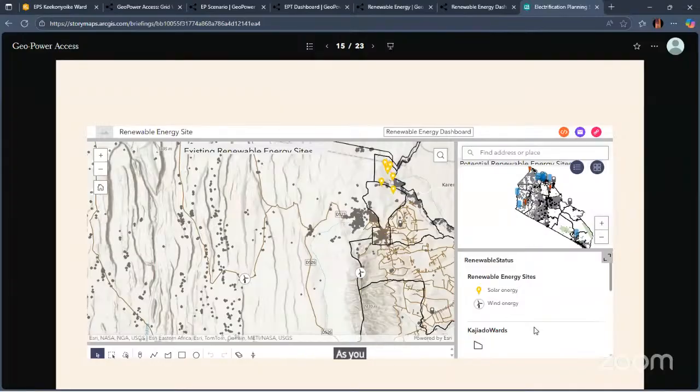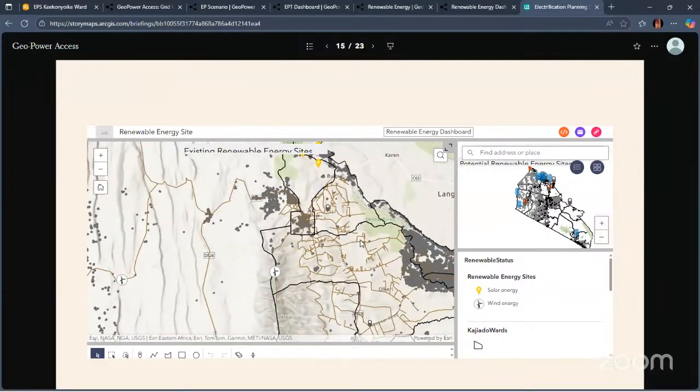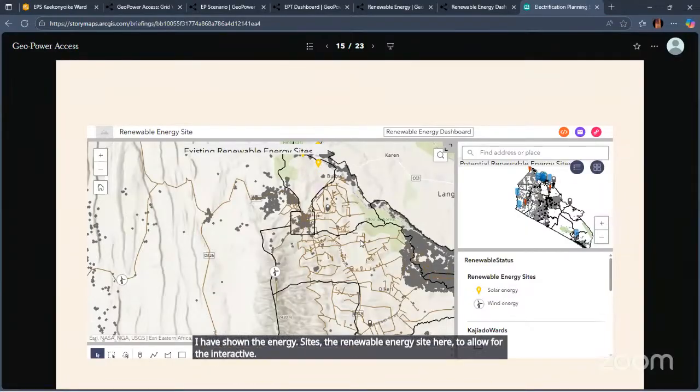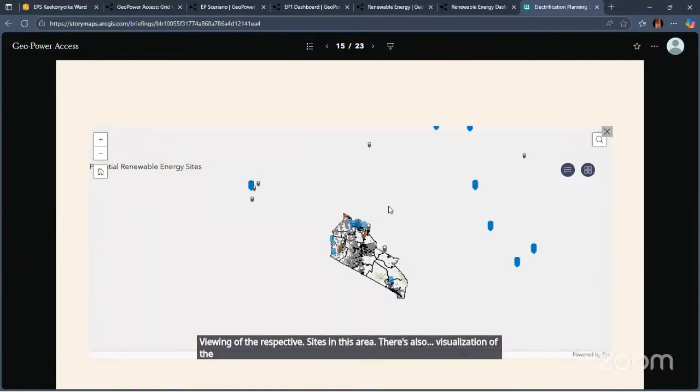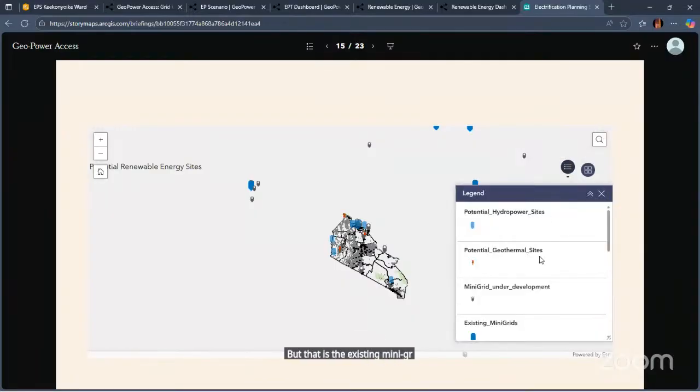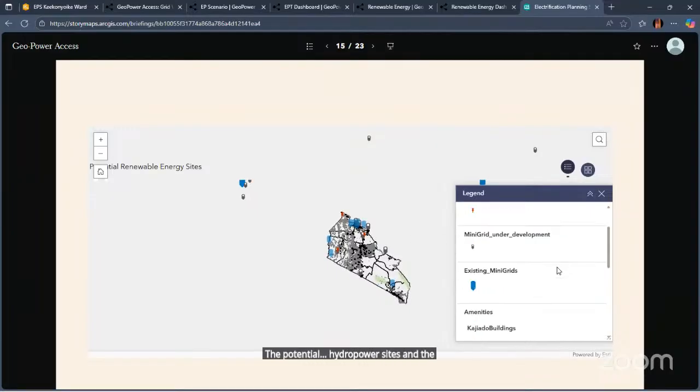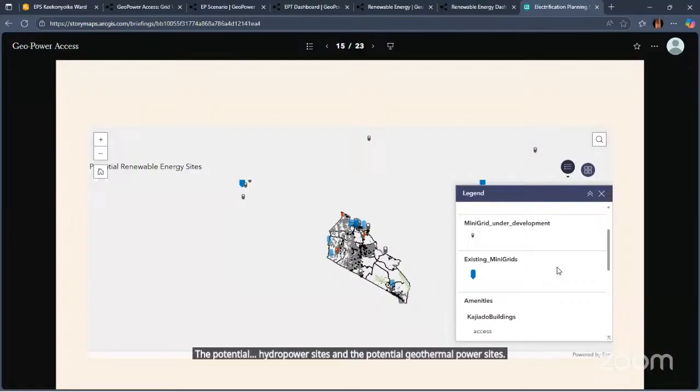As you can see, I have shown the renewable energy site here, to allow for the interactive viewing of the respective sites in this area. There's also a visualization of the potential renewable energy sites, that is the existing mini grids and ones that are under development, the potential hydro power sites and the potential geothermal power sites that are currently in the area.